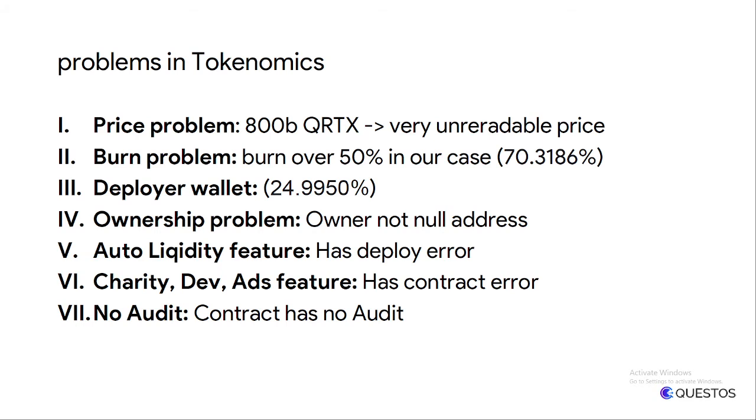Now there are some problems with the contract. The auto liquidity feature has a deployment error and does not work, so we turned it off. And the charity, dev and ads feature also has a contract error. It's a different type of error, but it does not give any coins to the charity, dev or ads wallet. It's just burning the coins, or losing the coins. And the last bad thing at the moment is that there is no audit, which would also give a lot of trust to the people.